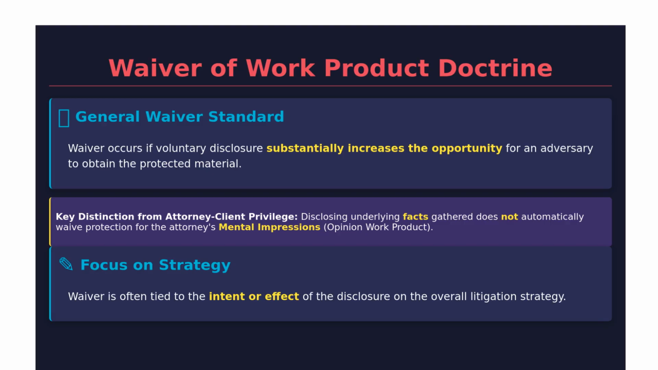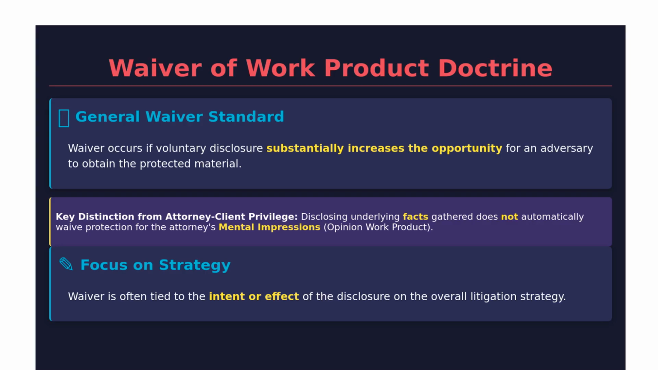We just covered how the attorney-client privilege can be waived. Now, let us examine the waiver rules specific to the work product doctrine. The standard for waiving work product protection is slightly different and often hinges on the effect of the disclosure. Waiver occurs if the voluntary disclosure substantially increases the opportunity for an adversary to obtain the protected information. Think about how this differs from the attorney-client privilege.